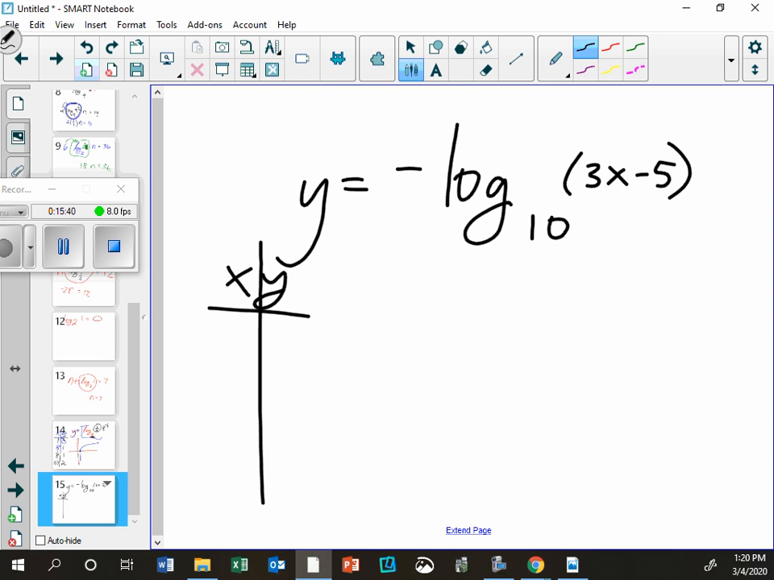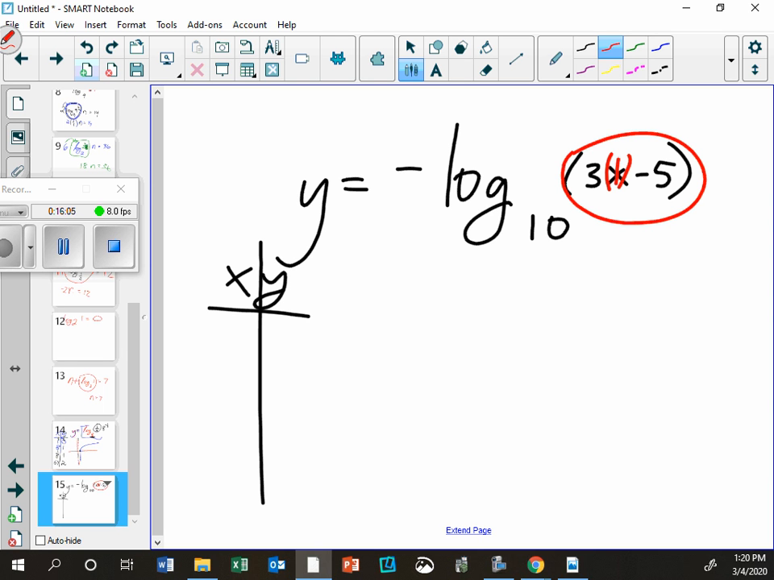You'd have to stretch this thing horizontally. Actually, it's a shrink horizontally. And then you'd have to move it to the right. Oh, that would be almost impossible. But it's also not so easy to just throw numbers in here. Watch what happens when I put in a 1. I get 3 minus 5 is negative 2. That's not even legal. Because now I have log base 10 of a negative number. So that failed. So 1 didn't even work.